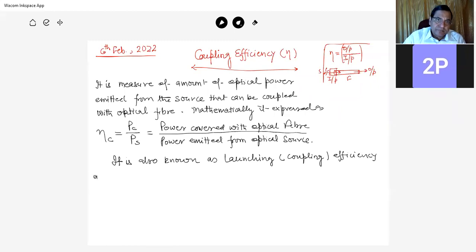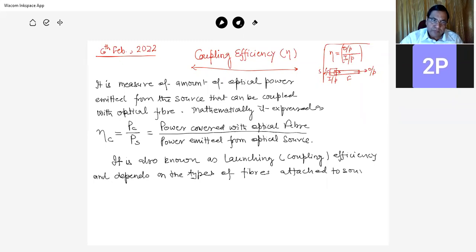And it depends on the types of fibers attached to source and also the techniques of coupling.